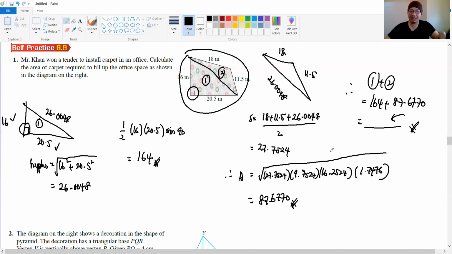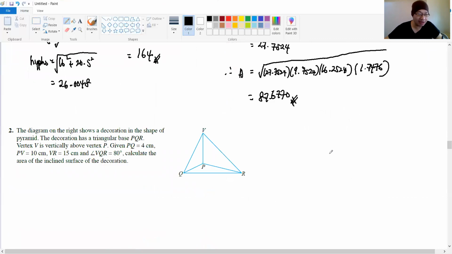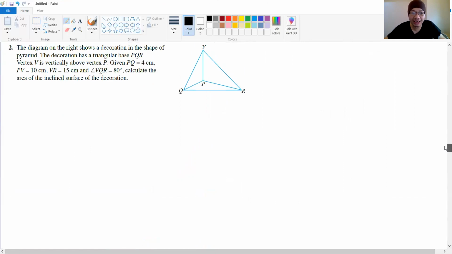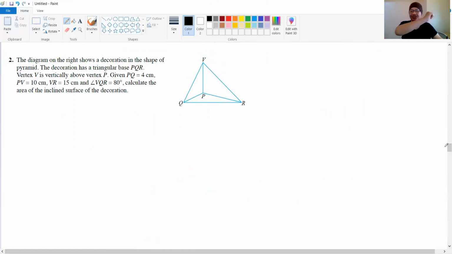Okay, number 2 you need to do. Number 2 is very interesting. Number 2 is a 3D diagram. This is my favorite question, because normally the question gives you a 2D diagram, so easy. We need to challenge ourselves. How about the 3D diagram?